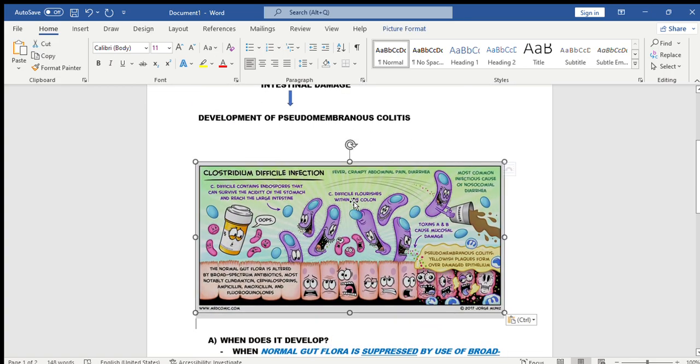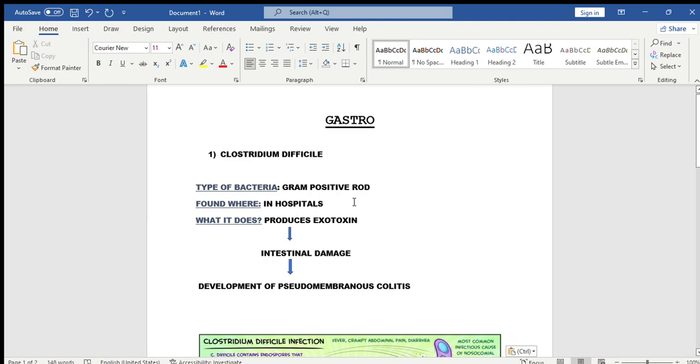Right. So the first topic that we're going to do in gastro is Clostridium difficile. Now, this is an important topic. The reason I say that is because you get at least 3 to 4 questions from this.